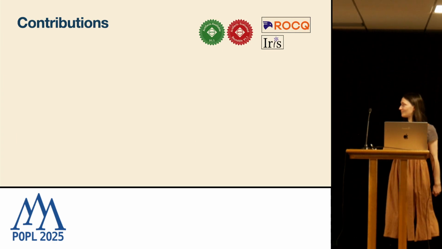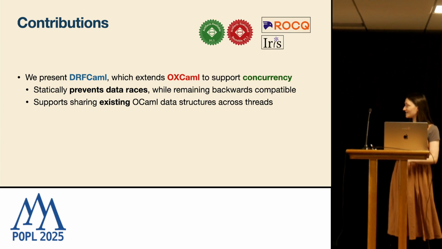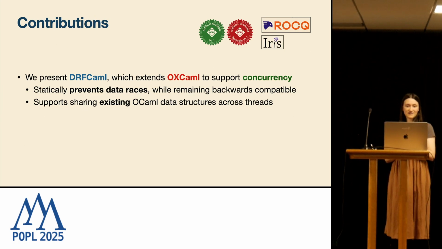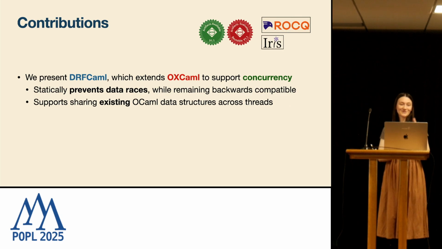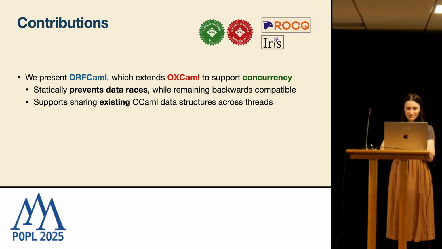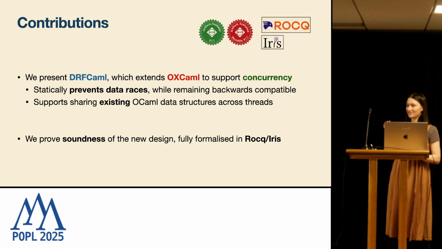So more concretely, what are our contributions? First, we present DRFcaml, a design that extends OxCaml to support concurrency. Now, DRFcaml statically prevents data races while remaining backwards compatible. However, it's going to be quite restrictive. So it also supports sharing existing OCaml data structures across threads. Okay, I'm going to explain how. And this whole design is proven sound in Rocq and Iris.